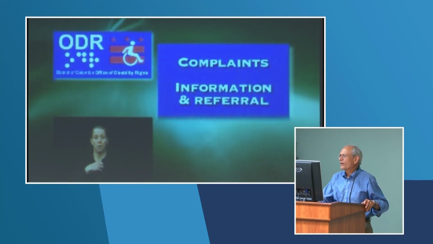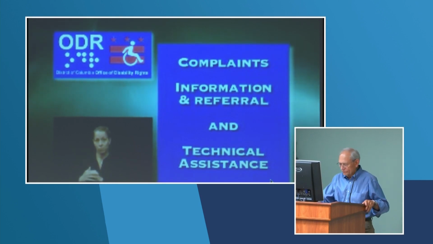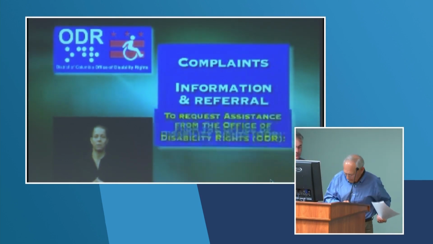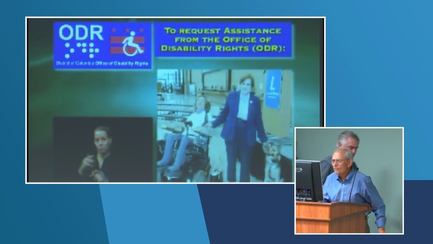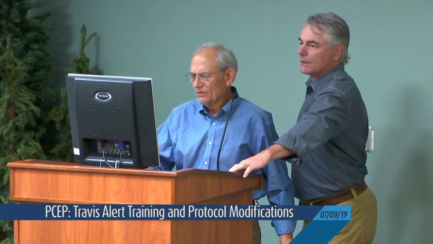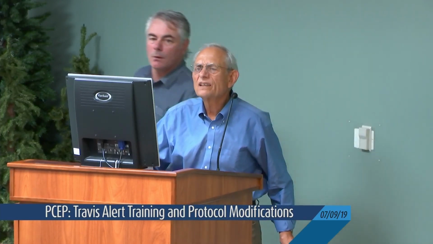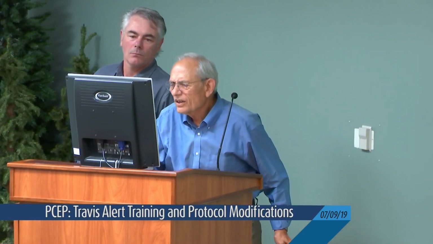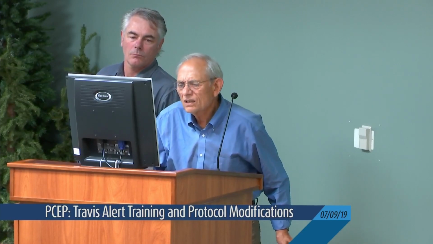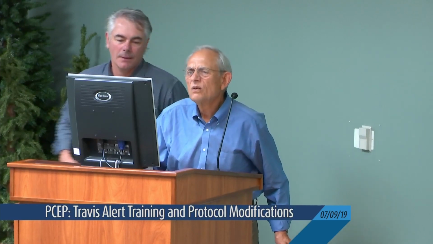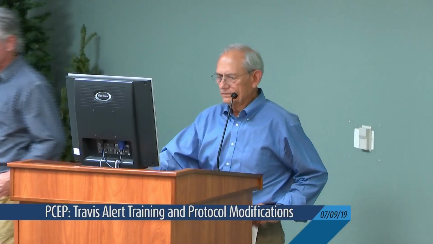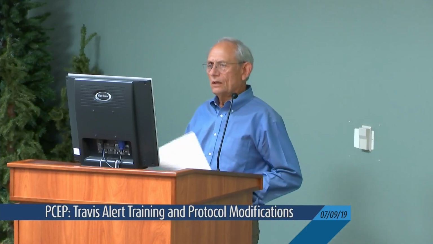Okay, how do I get out of this? Information and referral, and technical assistance. To request assistance from the Office of Disability Rights, ODR, you can call the agency at 202-724. Okay. Let me do it real quick. I'll get you going.